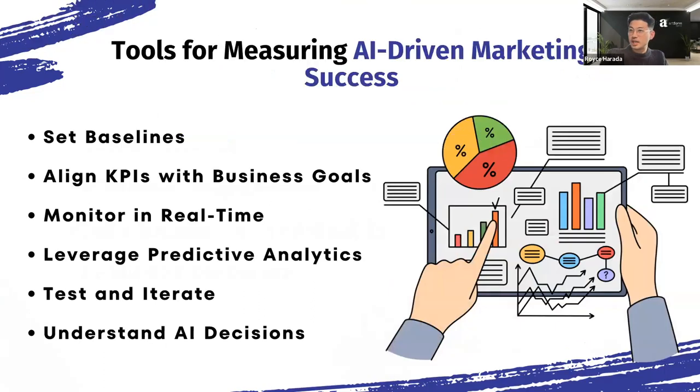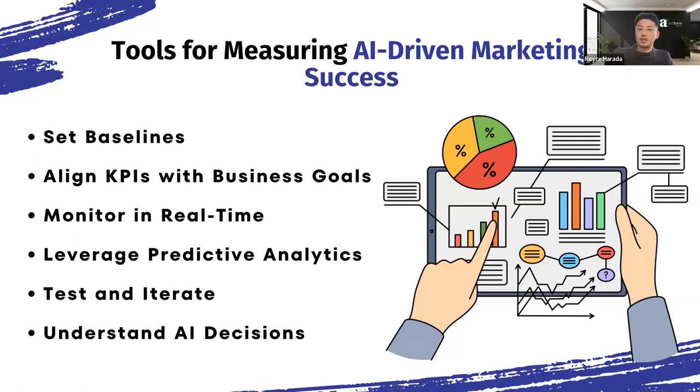So tools for measuring AI-driven marketing success. You can think of this as a small checklist. But as I had mentioned in the previous slide, it's really critical to leverage analytics. A few things to consider when measuring AI-driven success includes establishing a really robust and specific baseline. This foundational step allows us to measure our AI-driven progress with precision and clarity, especially when comparing our current versus past, historical data.